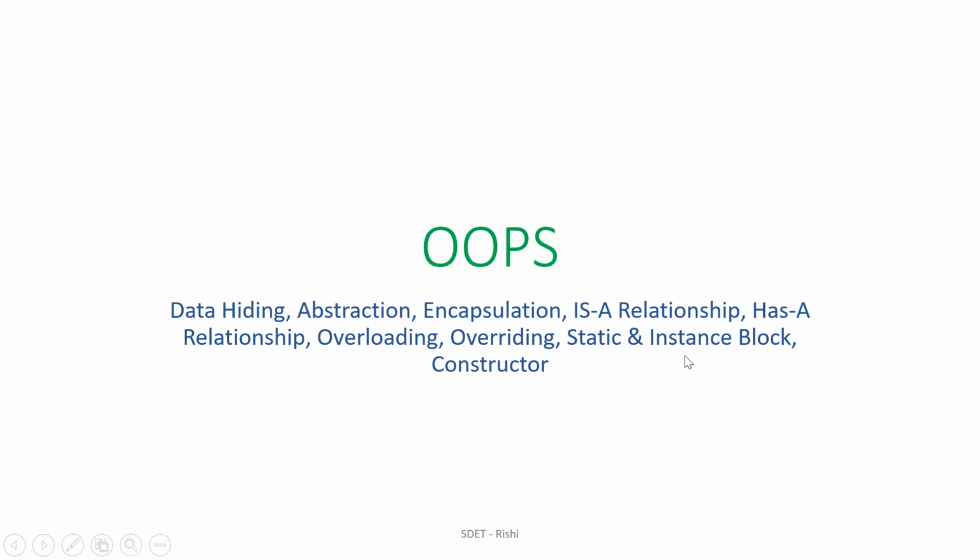So in this session, we will see about the OOPS concept. The OOPS concept basically has four pillars we can segregate: abstraction, encapsulation, inheritance, and polymorphism. In this session, we will learn what data hiding is, what abstraction and encapsulation are, what an is-a relationship is, overloading, and overriding. So these things we will see. Basically, an is-a relationship is nothing but the inheritance concept.